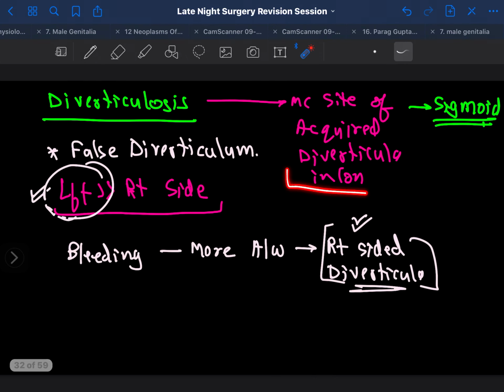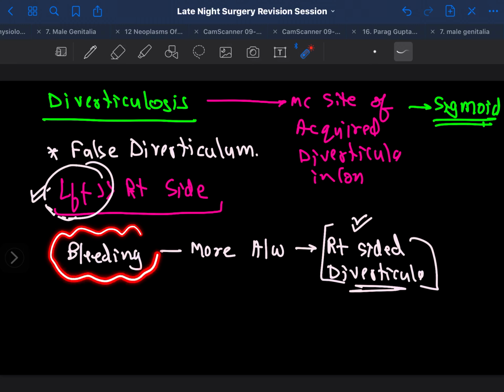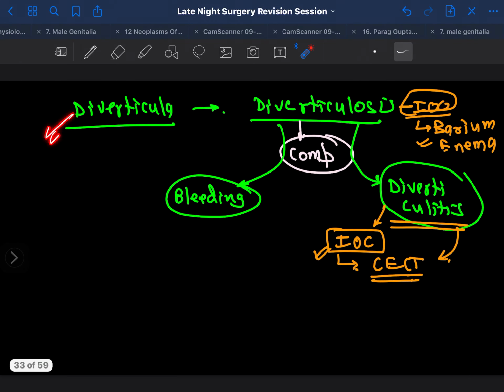And this gives you a diagnosis of a diverticulosis. So I told you that in diverticulosis, the most common site is in the sigmoid colon. It is more common on the left side as compared to the right. But if at all they ask you about bleeding diverticulosis, that is more common on the right side. Okay, so if there is a right sided diverticula, that is more likely to bleed. That is what I want to tell you.